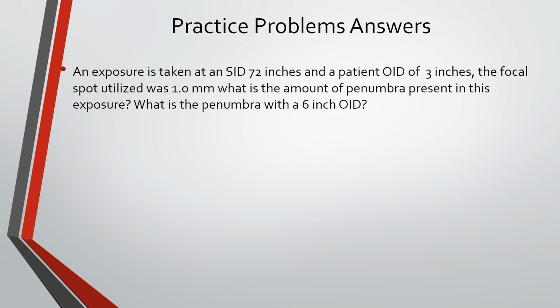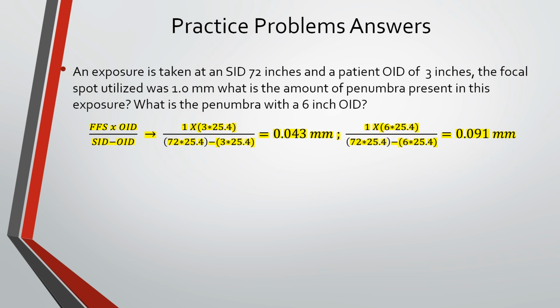We go back to the equation that we used before, which is focal spot size times OID divided by SOD, and that is going to give us the penumbra present on the image. And of course, SOD is SID minus OID. We plug these things in, and remember that each inch is 25.4 millimeters. So we plug that in right here. We keep the 1 the same, of course, because it is already in millimeters. And with the first one, with the 3-inch OID, we get 0.043.